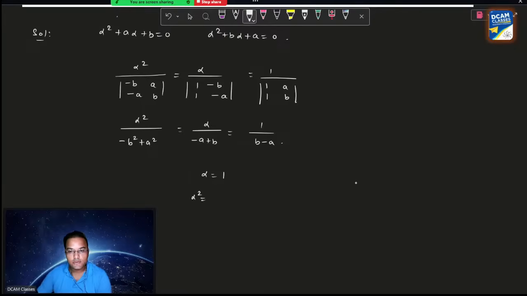And again alpha square is equal to a square minus b square by b minus a. But alpha you have got as 1. So it will be b minus a into 1 square is equal to a minus b into a plus b. Now this will cancel, -1 will come outside. So a plus b will be equal to -1.